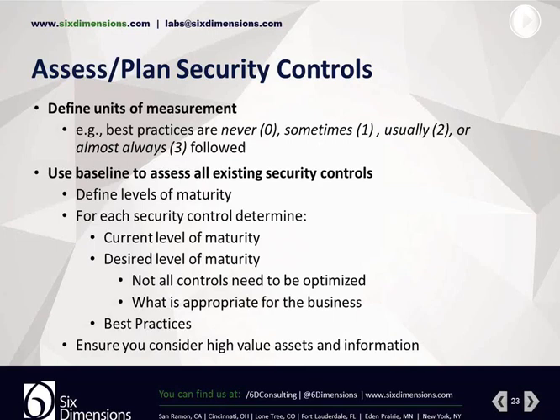Are these best practices never met, sometimes met, usually met, or almost always followed? So we'll take a look at that, and this is the measurement that we will use and apply to evaluating the security controls in our organization, and in this example, we're going to use ISO 27002. So we define those levels of maturity, and we try to determine what the current level of maturity is based on what your desired level of maturity is. You need to understand that not all security controls need to be optimized for every environment. You need to determine what is appropriate to your organization.